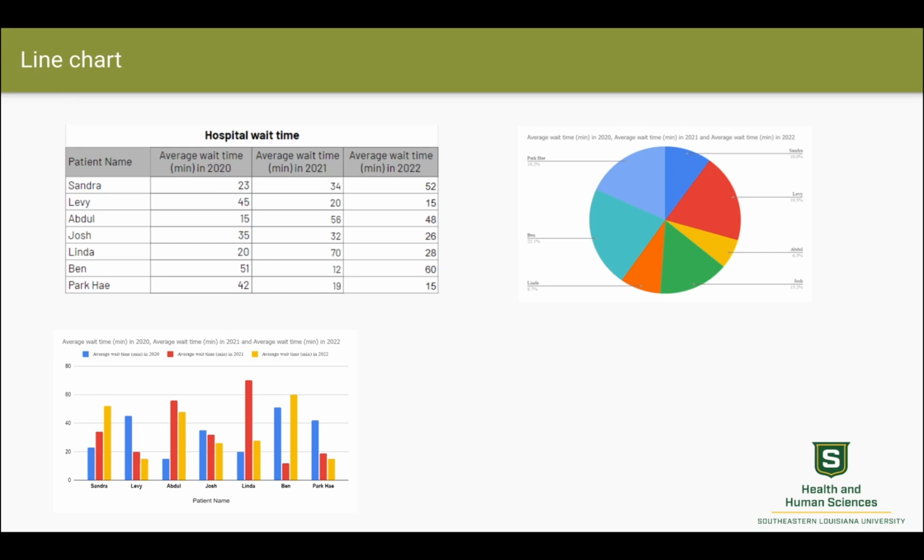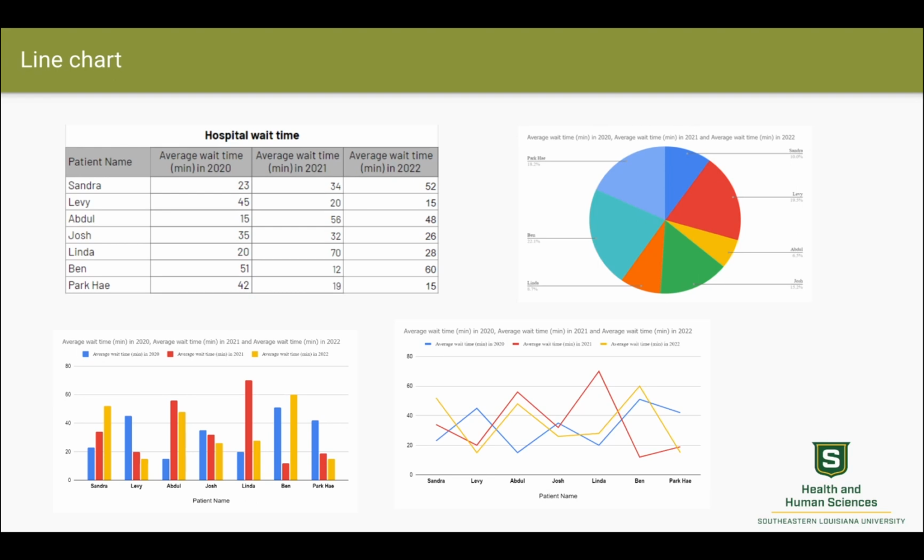You can also represent this data sheet using a line chart. So this is what it's going to look like in a line chart. In the same vein, blue is for 2020, red is for 2021, while yellow is for 2022. You can see how it shows us very quickly the fluctuation of the time, as we go from patient to patient, and also year to year. So it does a really good job of that.